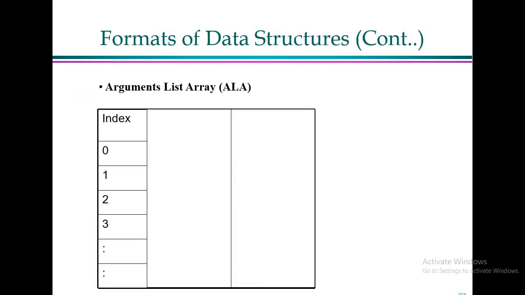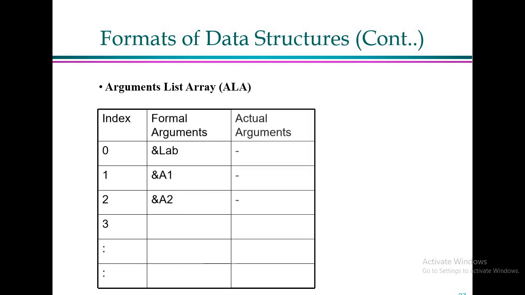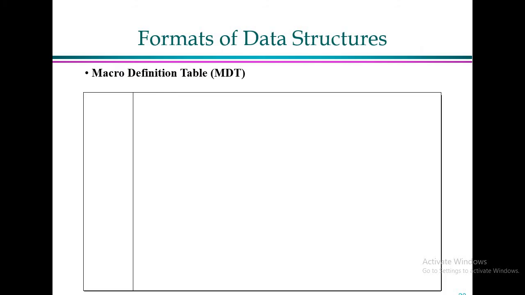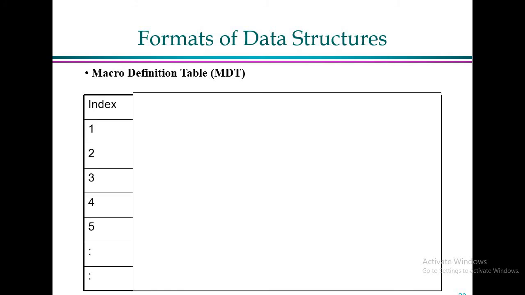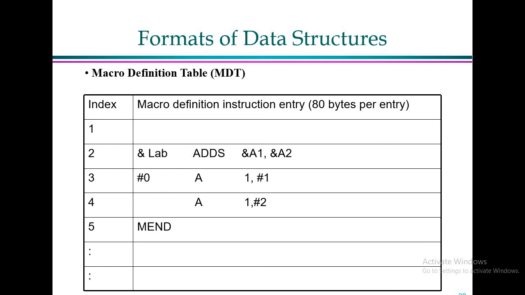First is the argument list array, which contains the index, formal arguments and actual arguments. So these 3 columns are present in the argument list array: index, formal argument and actual argument. Next is the macro definition table, that is MDT, which contains the index and macro definition instruction.